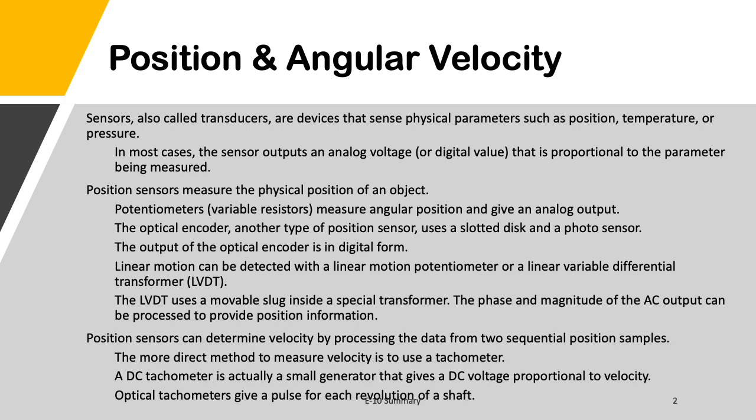Position sensors can determine velocity by processing the data from two sequential position samples. The more direct method to measure velocity is to use a tachometer. A DC tachometer is actually a small generator that gives a DC voltage proportional to velocity. Optical tachometers give a pulse for each revolution of a shaft.